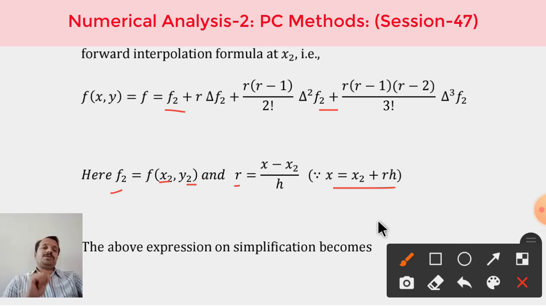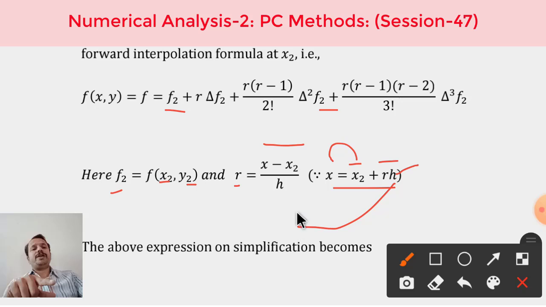r can be obtained from this. x is the general point. So the general point can be taken as x2 plus rh. Why x2? Because we are interpolating about the point x2. So we take x2 plus r into h, where r is some general symbol, a variable, and h is the step size. Now this x2 can be taken to the left, so it becomes x minus x2, and h can be taken to the left, so it becomes divided by h. Thereby we can get the value of r. So the value of r is given by this particular formula.